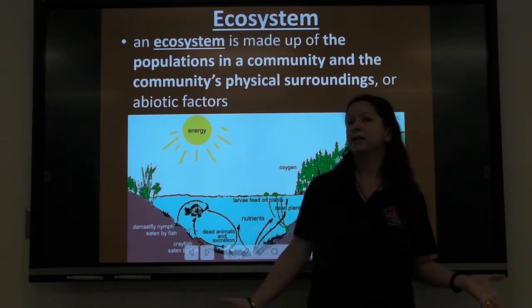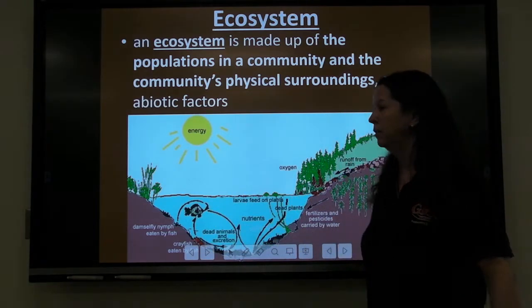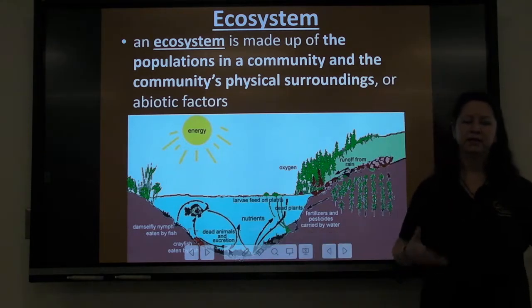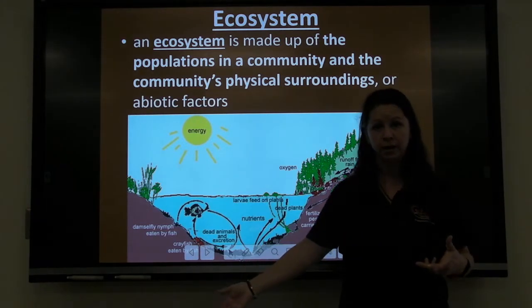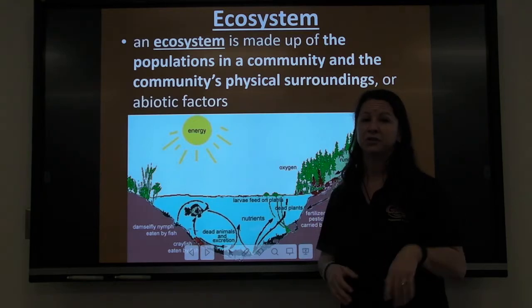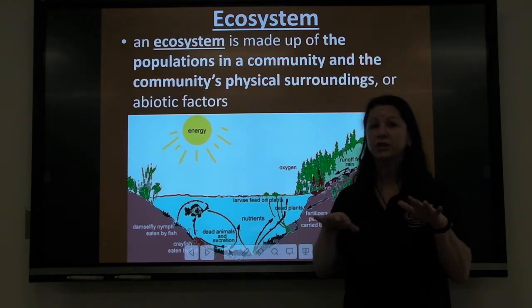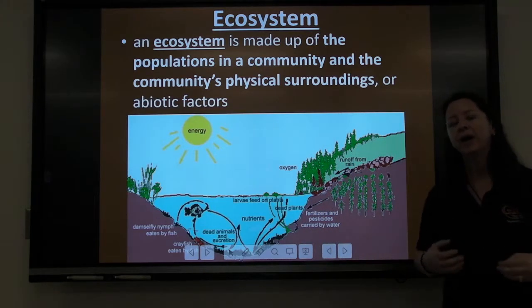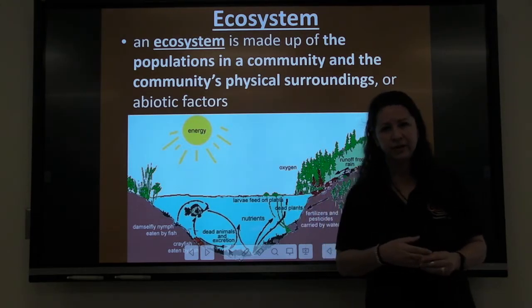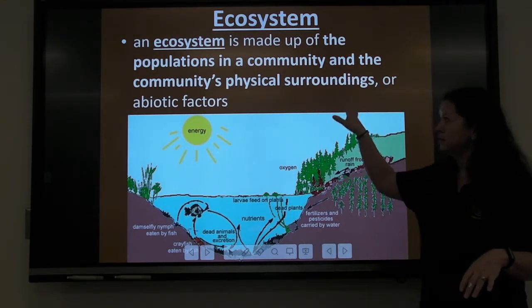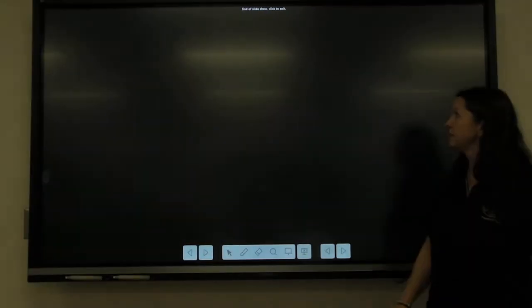Is there plenty of sunlight so that plants can grow very well? Is there plenty of water so that plants can grow and animals can drink? Is the temperature a good temperature? Is it too hot, too cold, or is it just right? All right, these are abiotic factors that affect life. And so you're looking at all of those things and how they affect the living things.